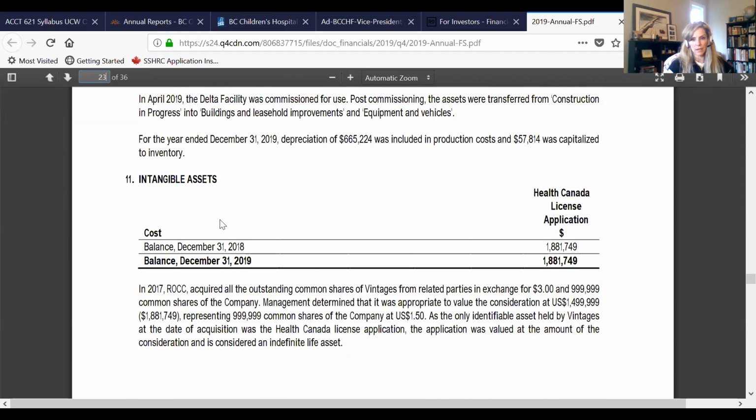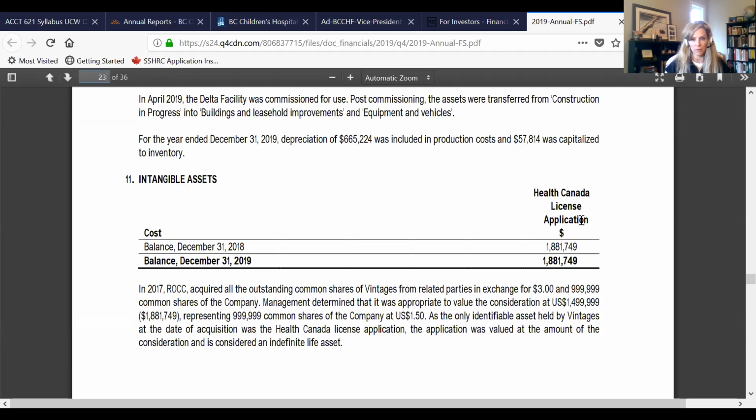They also talk about intangible assets. So they have a Health Canada license application. And in 2017, they acquired all the outstanding common shares of Vintages from related parties. So they exchanged some shares. It was a takeover. Basically, why they do that is because these other small companies are holding licenses. So if you buy the other company, you also buy their license. So they're amalgamating the value and the size of the license. It gives them the capacity to produce.